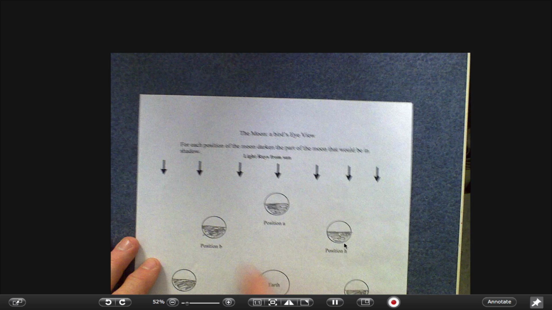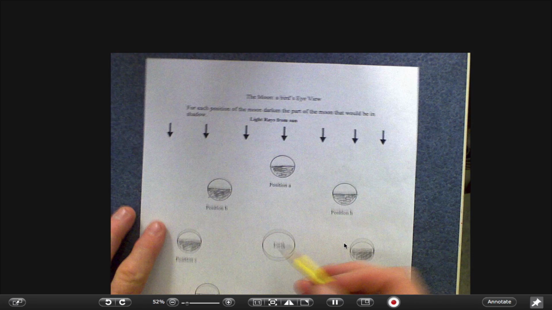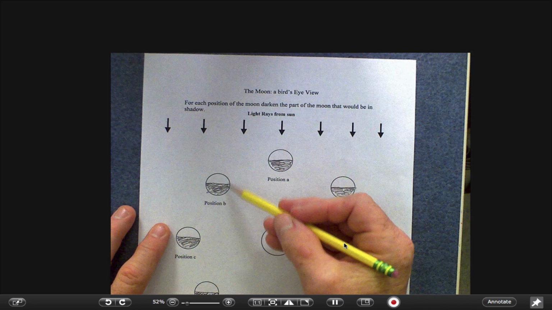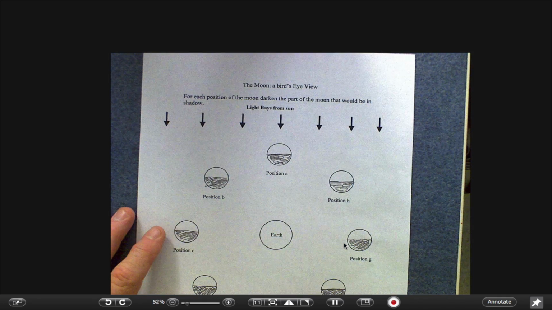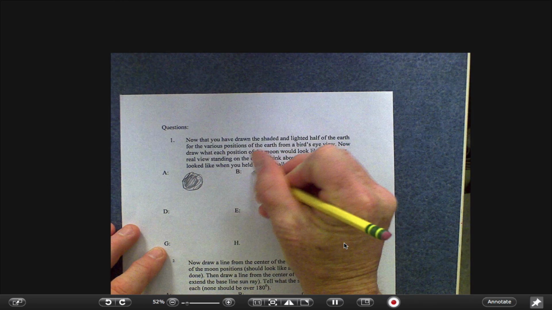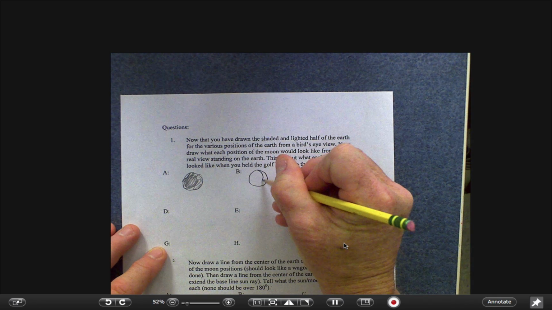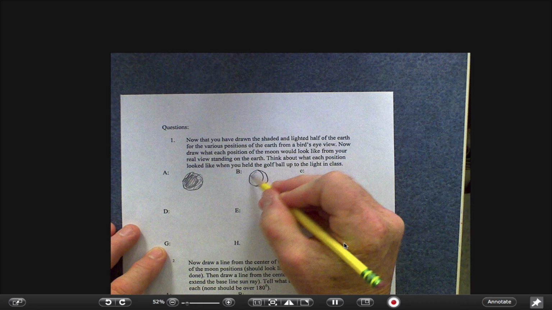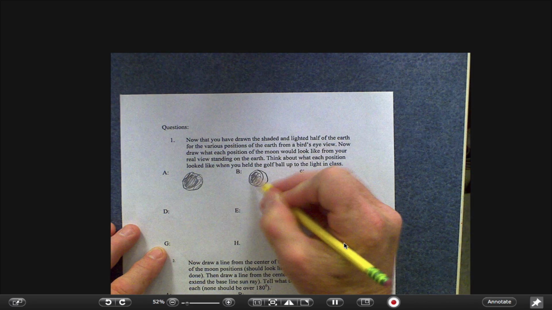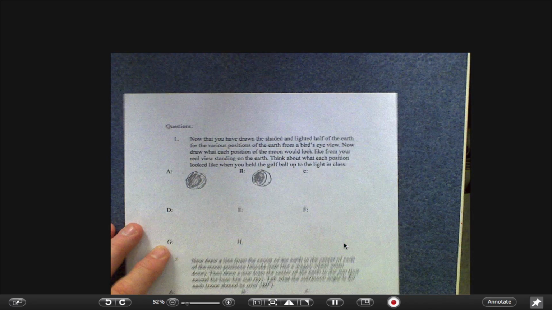Now position B, when we get to that, all of a sudden we would be able to see from here a little sliver of the right-hand side of the moon. And that's when we're going to see our waxing crescent. We can see a little sliver of it, so we want to draw a little sliver of it right over here, and we want to do that. And I'll do one more as an example, but I think you have the idea.